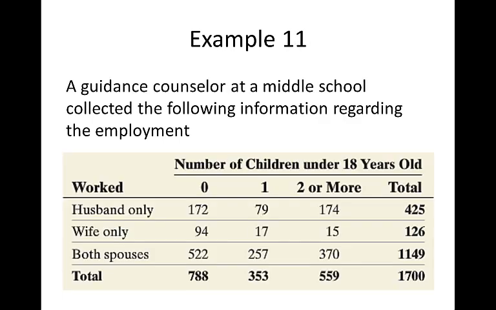Okay, this is a good little problem. So these are the types of problems you'll probably encounter if you're going to encounter probability in your job setting, where you have some sort of table and you want to know how likely something is to occur. So we have a guidance counselor at a middle school who collected the following information regarding employment. So we have the number of children under 18, 0, 1, or 2 or more, and then worked: husband only, wife only, and both spouses worked. And then we're going to have some questions associated with that.